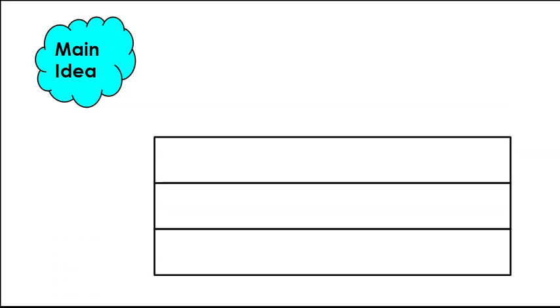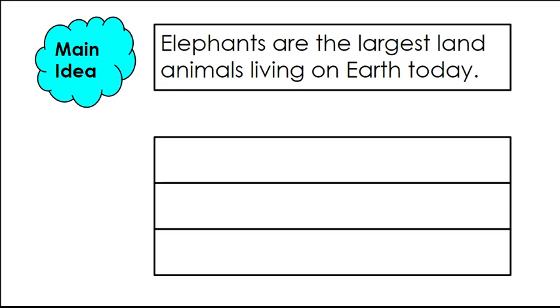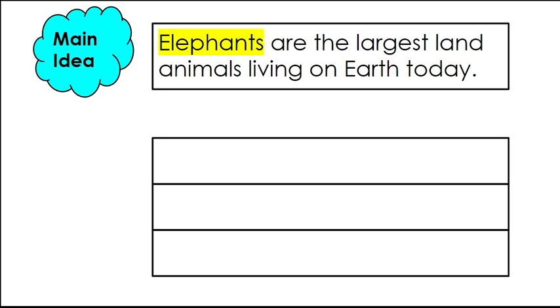So what I'm going to do, readers, is put that as the main idea. This is my boxes and bullets, and I can start with the main idea. Elephants are the largest land animals living on Earth today. And just like Miss Martin talked about, we always want to start with our animals. That's what we're talking about, elephants. So I'm going to start it with elephants.